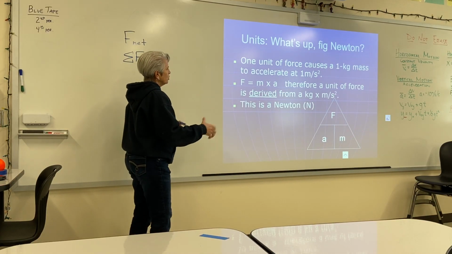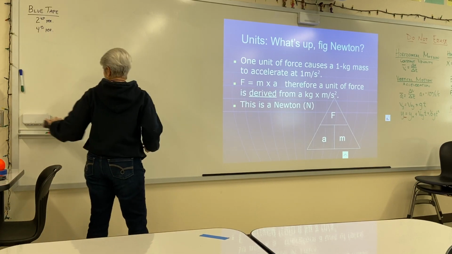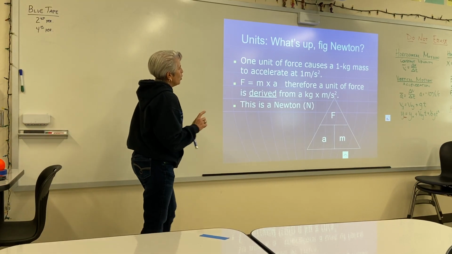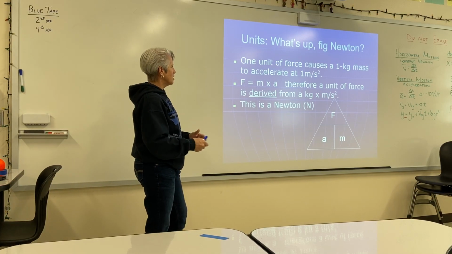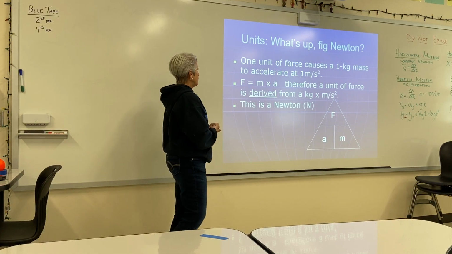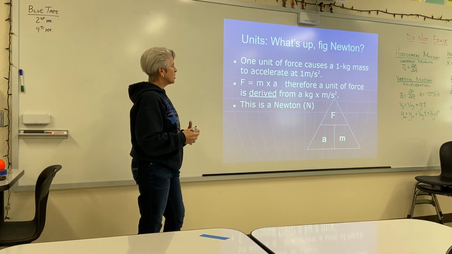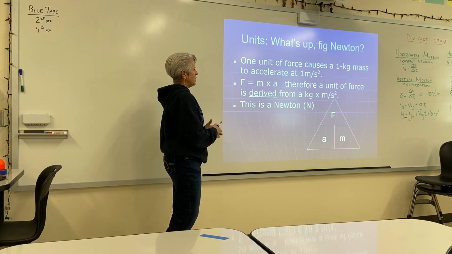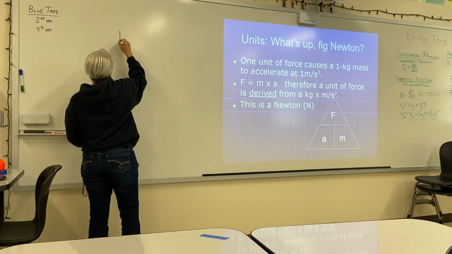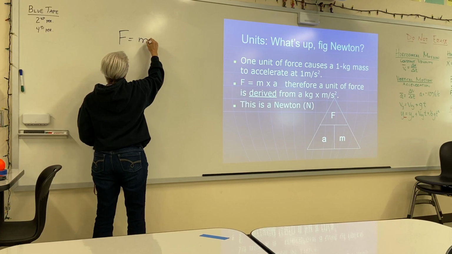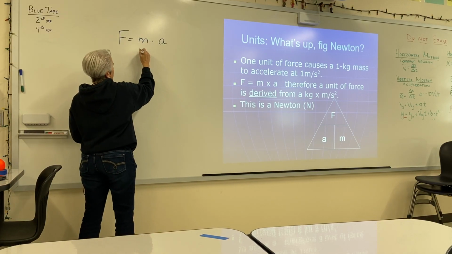So let's take a look at some of the units that we'll be dealing with when we talk about Newton's laws. 1 unit of force causes a 1 kilogram mass to accelerate at 1 meter per second squared. So the unit of force is a derived unit. That means it comes from the units of mass and the units of acceleration. So we say force is mass times acceleration. The unit of mass is kilograms.